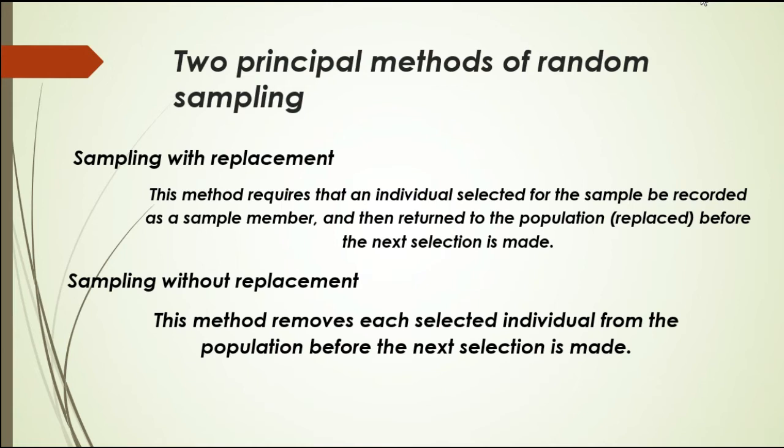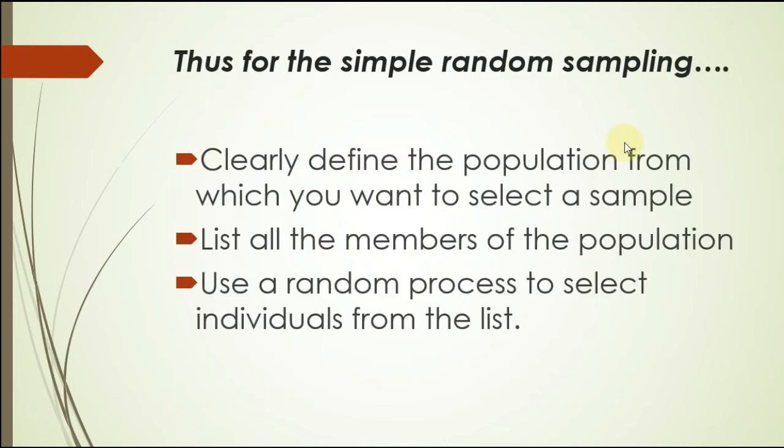We have also the sampling without replacement. This method removes each selected individual from the population before the next selection is made. So this method guarantees that no individual appears more than once in a single sample. The probability that you will be selected will be increased each time another person is selected and removed from the population. Okay?